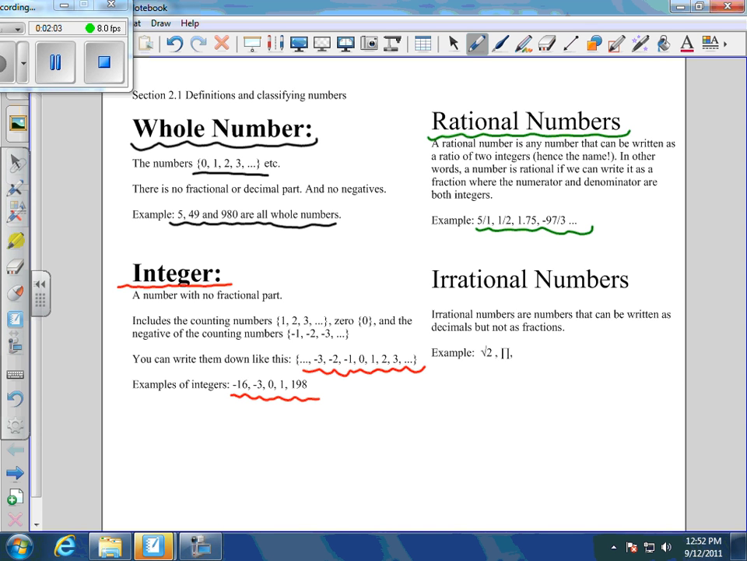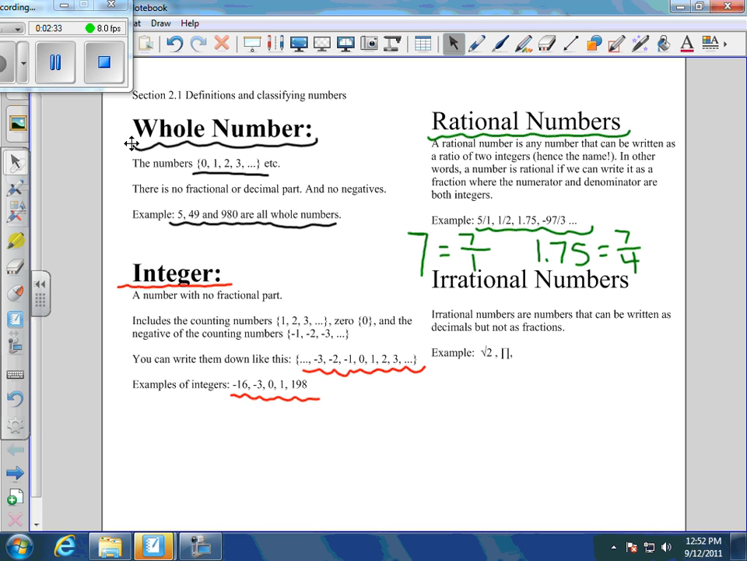Every integer or whole number can be put as a fraction. For example, if you have the number 7, the number 7 can be put as the fraction 7 over 1, which puts it as a rational number. The decimal 1.75 is also a rational number because it can be put into the fraction 7 over 4.